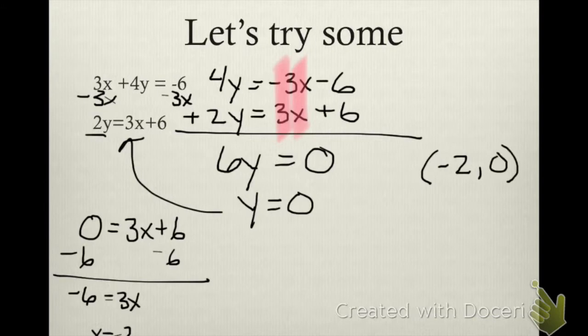Let's see if that works. 3 times negative 2 is negative 6, plus 0 equals negative 6, so it works for the first equation. For the second equation, 0 equals 3 times negative 2 is negative 6, so negative 6 plus 6 is in fact 0. It works for both, so my solution is negative 2 comma 0.